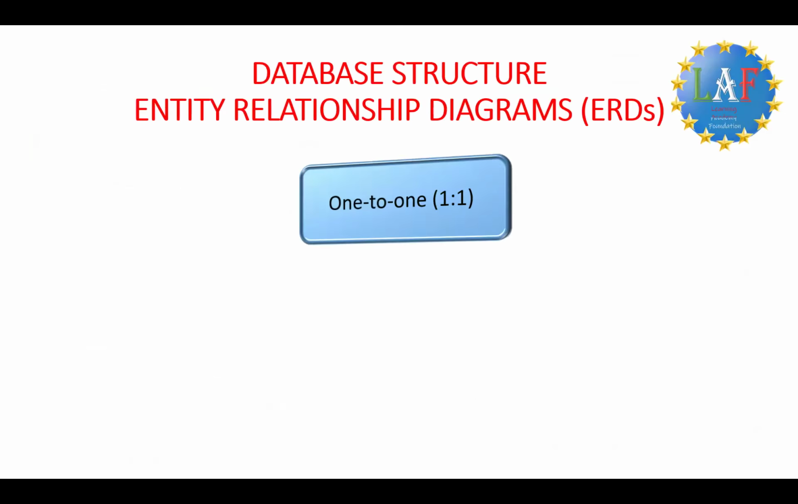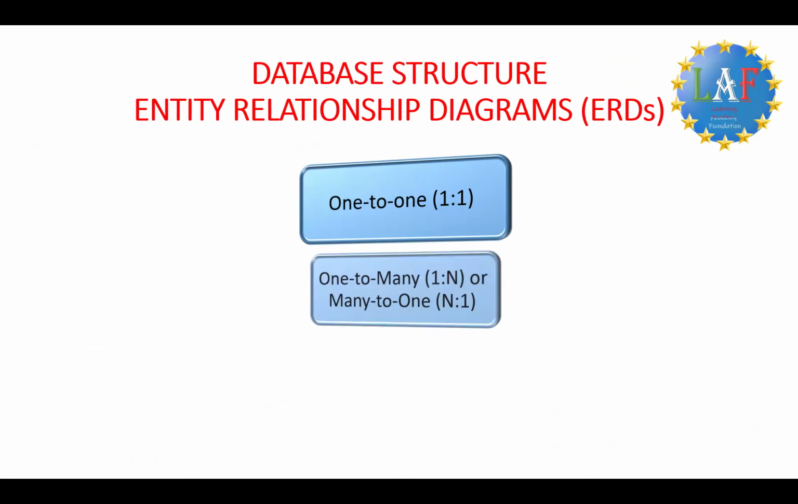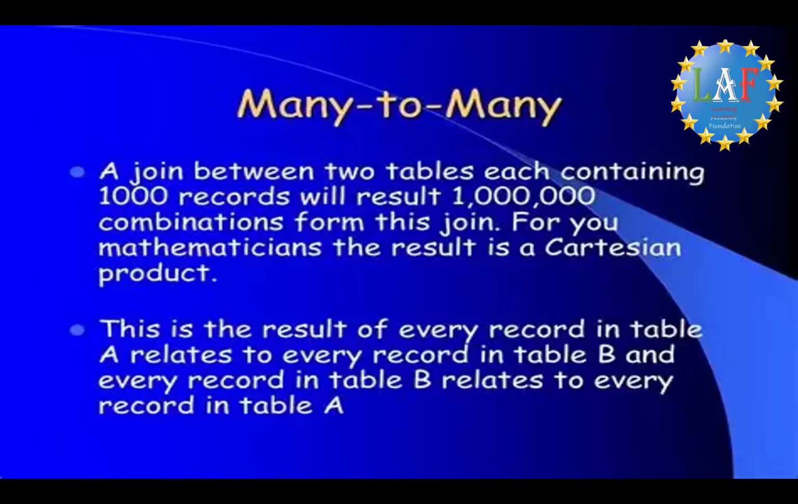And then, many to many. Records in table A relate to many in table B and vice versa. So a join between two tables, each containing 1,000 records, will result in 1 million combinations. For you mathematicians, the result is a Cartesian product.